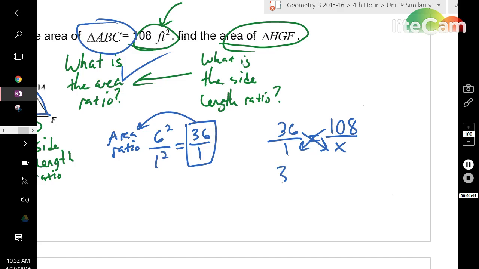Cross multiply, 36 times x is 36x. 108 times 1 is 108. Divide both sides by 36, and you should get x equals 3.